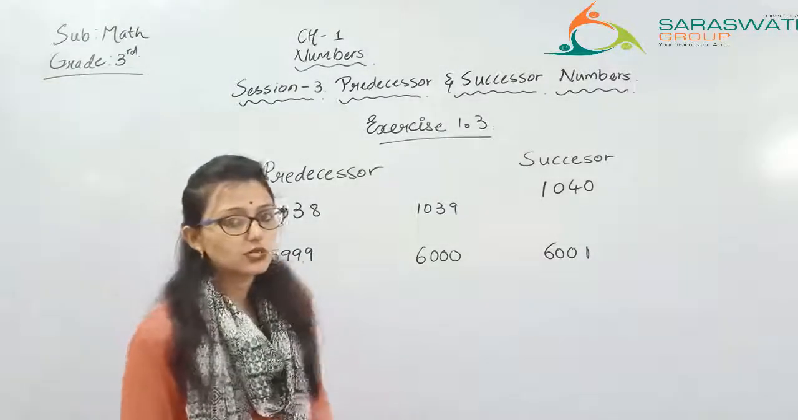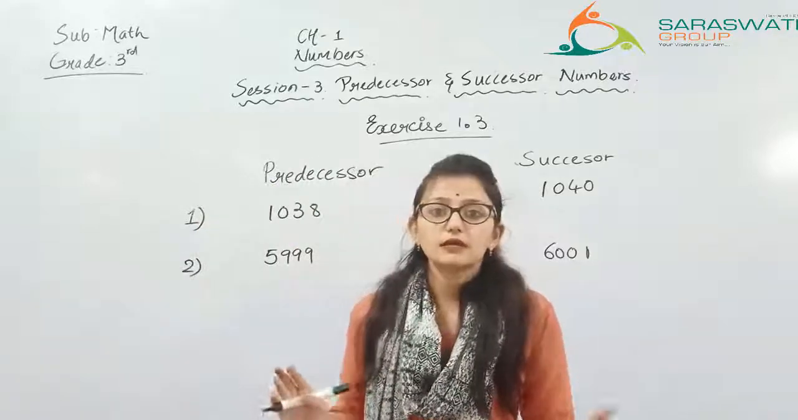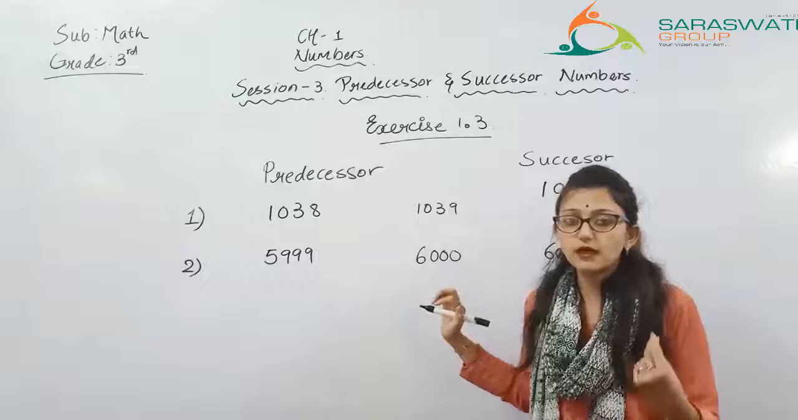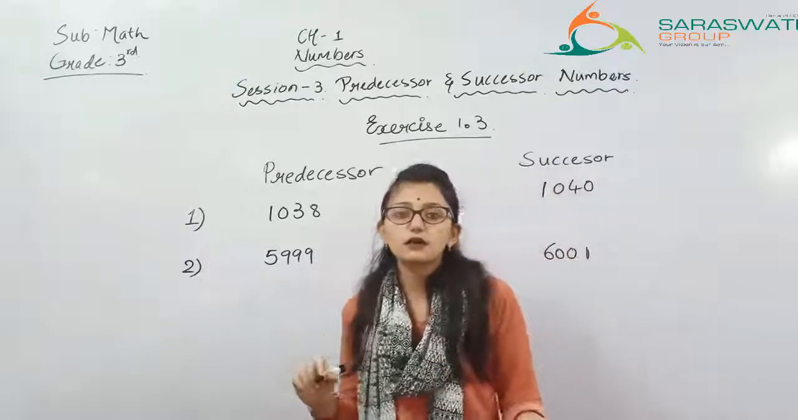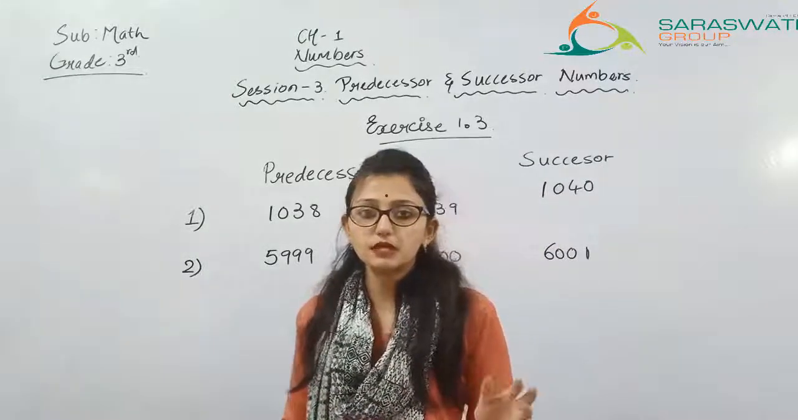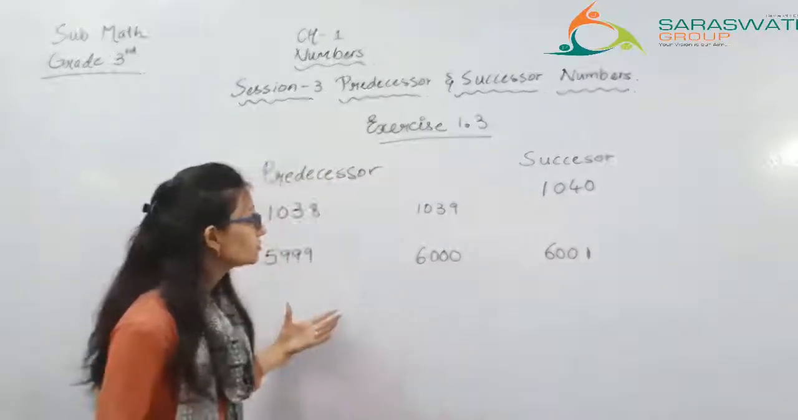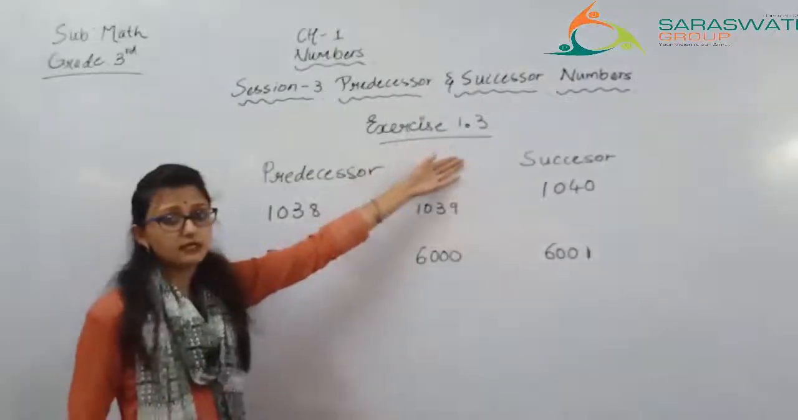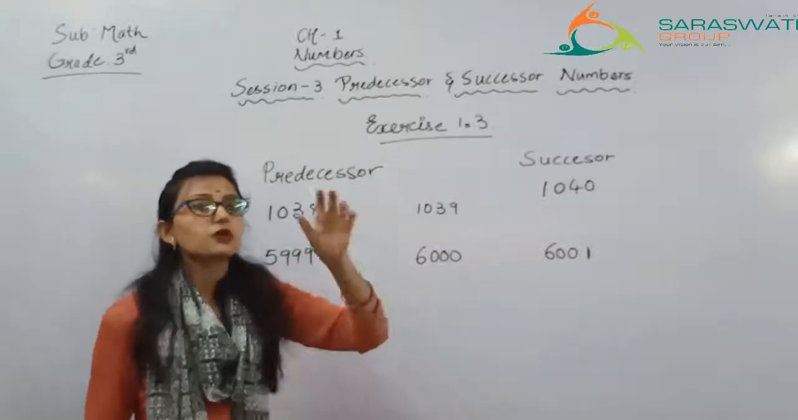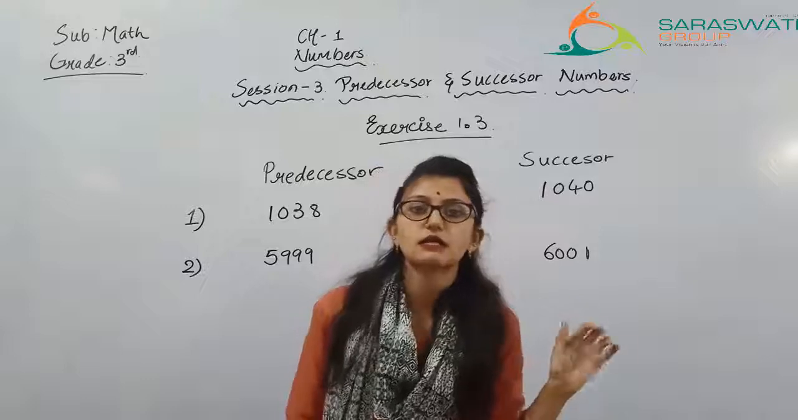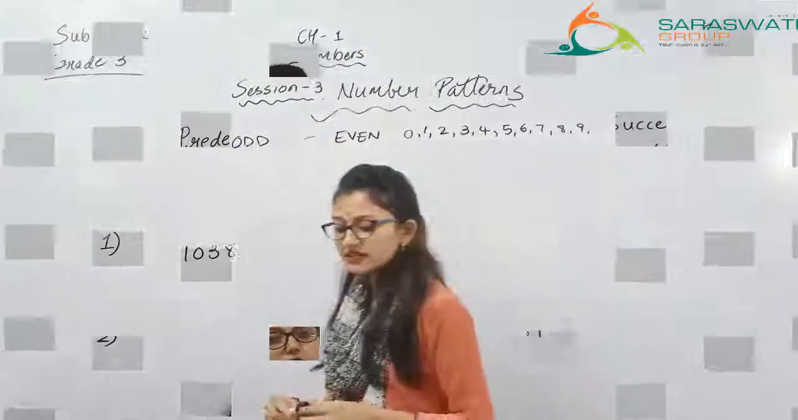The successor number of 6000 is 6001, and the predecessor number of 6000 is 5999. So students, here I am ending my session on successor and predecessor numbers, and next we will learn about number names and number patterns. Also, you have to write this exercise in your textbook. The space is given in your textbook to solve this exercise, so that you can complete it in your textbook.